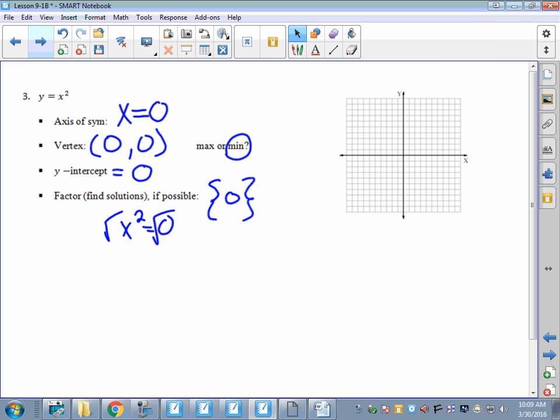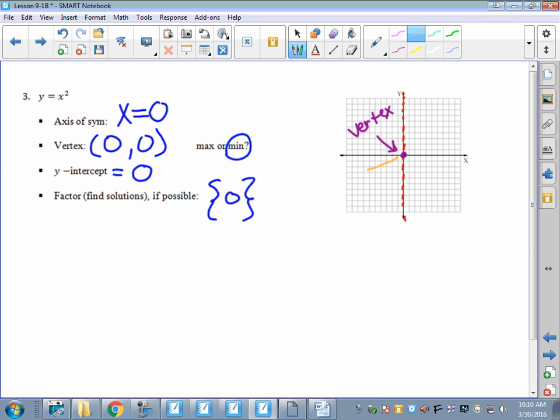There is not a whole lot of information on this graph. Zeros everywhere, right? My axis of symmetry, I go to 0 on the x-axis. There's my axis of symmetry. My vertex is at 0, 0. My y-intercept is at 0, 0. My solutions are at 0, 0. There's not enough information here to draw a parabola. So this is where I've got to make myself an XY table, and I've got to put some points in there.